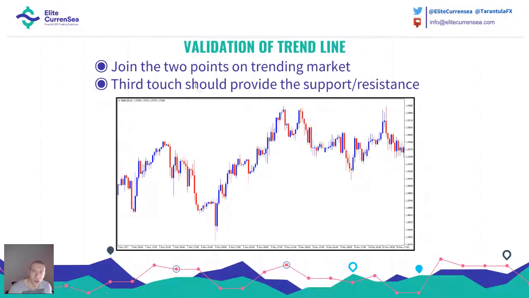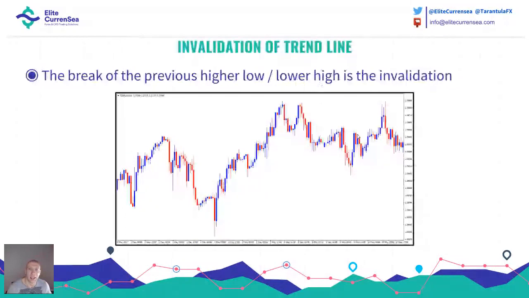Validation of a trend line: join the 2 points on a trending market, and the third touch should provide you with more support and resistance. 1, 2, it's a valid trend line. 3 touch trend line, more support and resistance. Bang, after the 4th touch, the 5th touch broke the trend line. Invalidation of a trend line: the break of the previous high, lower high, is called the invalidation. Bang, what happened, guys? The price broke it and proceeded downwards.